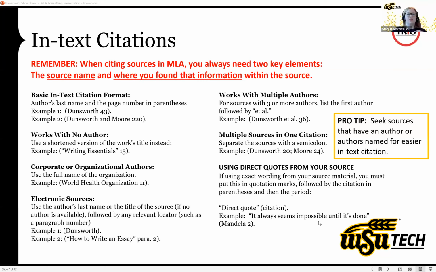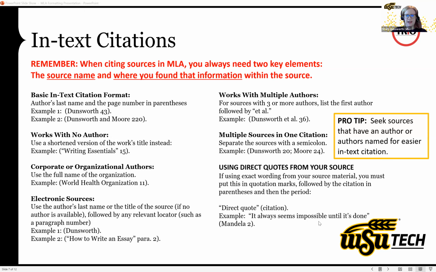Okay. Now, with all this said, my biggest pro tip for you is to seek sources that definitely have an author or authors' names listed. This will make your in-text citations much easier because, as you can see, it's really not that complicated. You only need the author name and where you found it. It's when you don't have an author listed that it tends to get complicated.